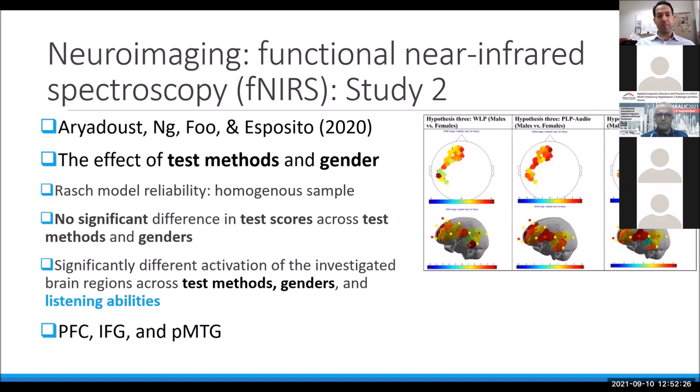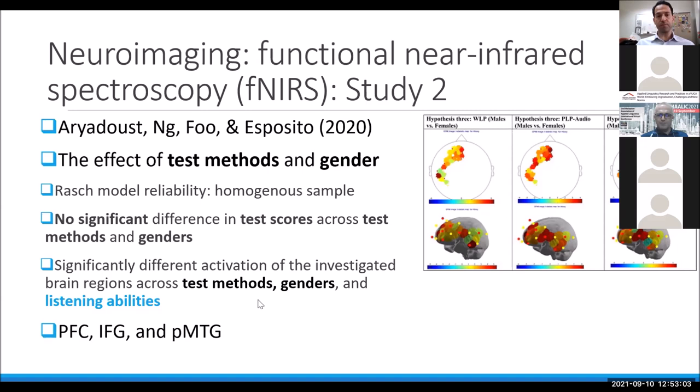But interestingly, there were significantly different activations in the brain regions across test methods, gender, and listening abilities. So what these two studies actually show us is that what test scores show is not always in line with what the brain is doing. There is a discrepancy there. And this inconsistency is worth further investigation. It's not just in one region, it's in all three regions that were investigated: prefrontal cortex, IFG, and PMTG.